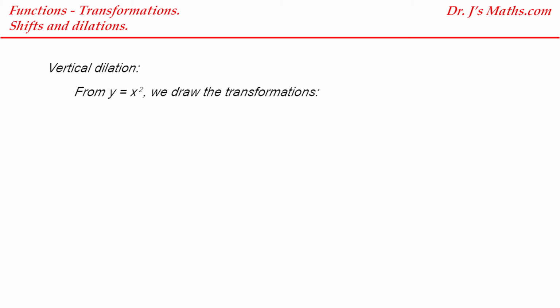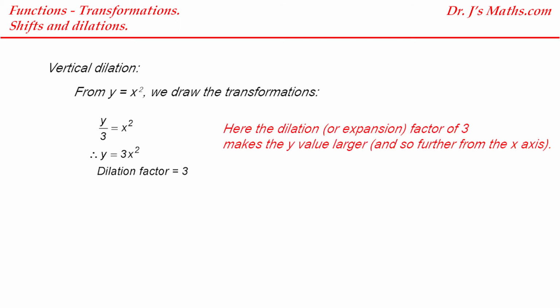Example. If we have y equals x squared, we can look at the transformations by firstly having a dilation or expansion factor of 3, and we write this underneath the y. So we've got y over 3 equals x squared. Clearing the fraction, we have y is equal to 3x squared. So the dilation factor of 3 makes the y value larger, and so it's further from the x-axis.